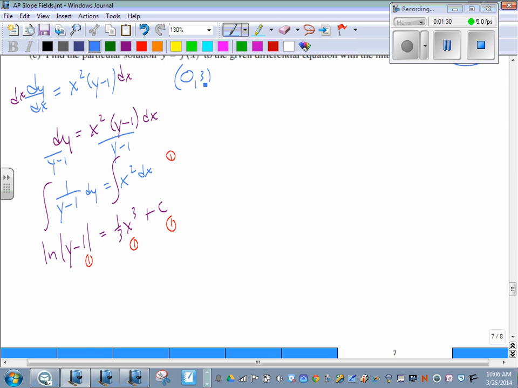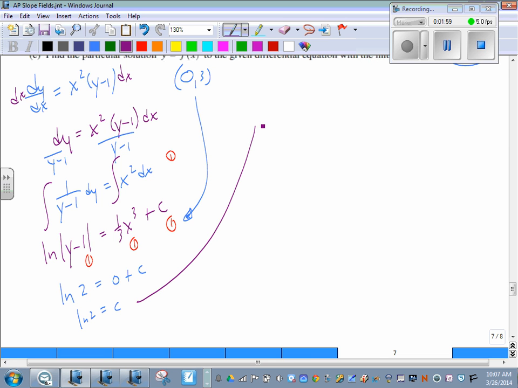Right, then we need to figure out what c is. So we're going to use this point and substitute it in. We're putting 0 in for x, 3 for y. So we get natural log of absolute value of 3 minus 1. That's just going to be 2. And then 1/3 times 0 cubed, that's just going to be 0. So c comes out to be natural log of 2. I would leave it like that. Don't write it as a decimal. Just leave it as natural log of 2.